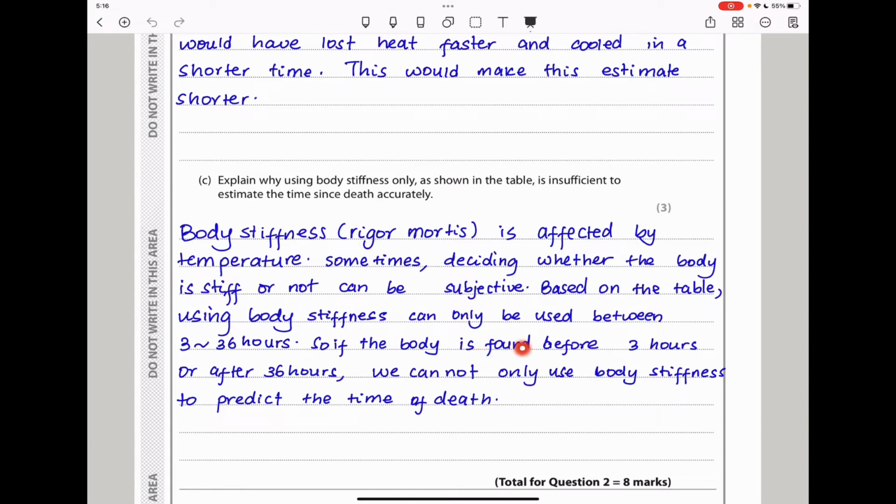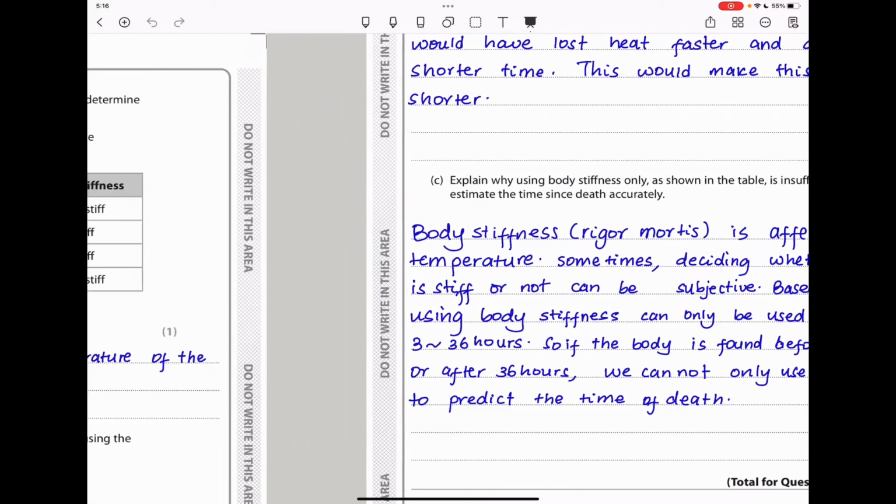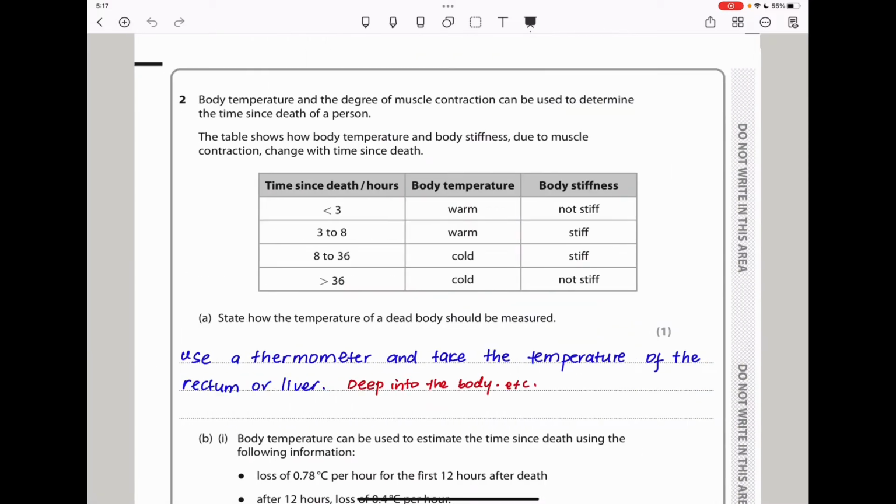So if the body is found before 3 hours or after 36 hours, we cannot only use body stiffness to predict the time of death. And again, to take you back, remember, less than 3 hours is not going to be stiff, so we can only use within this time period from 3 to 36 hours, because it's going to be stiff.